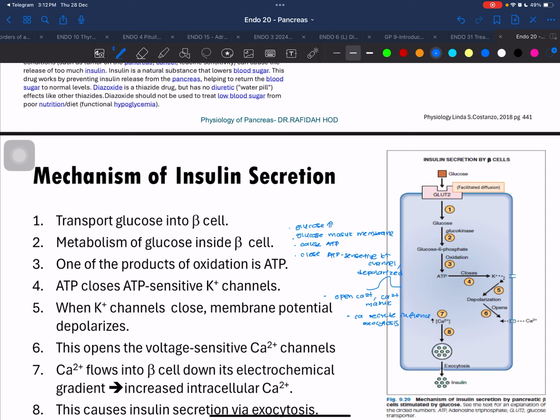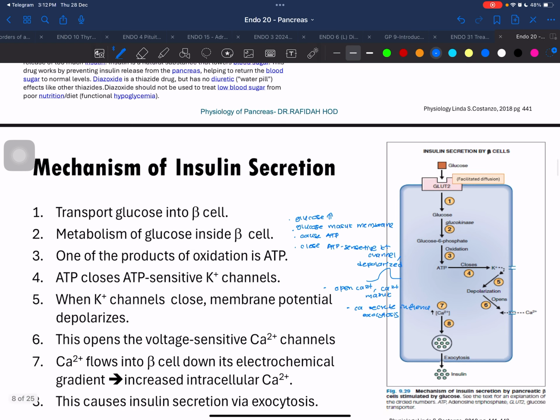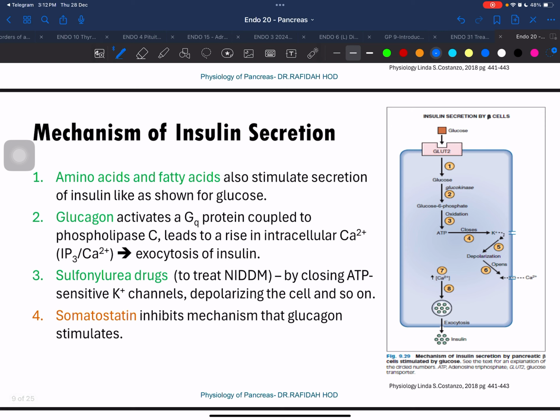As for somatostatin, it will inhibit the production of insulin, the secretion of insulin.